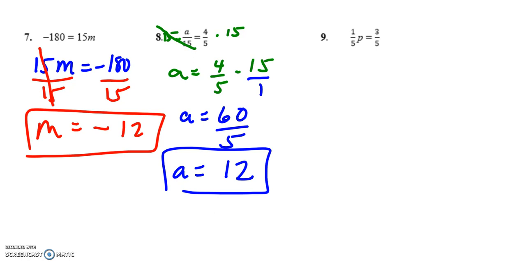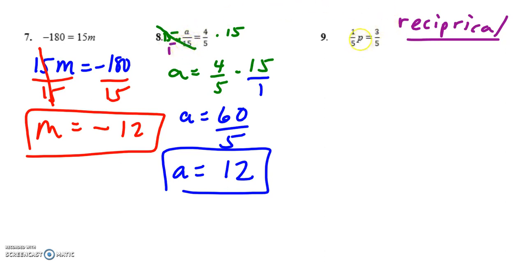Number 9. Now, we have a 1/5 in front of the p, which is a bit of a hindrance. But this problem and this problem actually don't end up being too different. If I want to get rid of a fraction quickly, remember that a fraction really is just division, so we could think about multiplication. Now, what I want you to do is write down the word reciprocal, because it comes in very handy at this time. I want to point out that 15 over 1 is the reciprocal of 1 over 15 here.